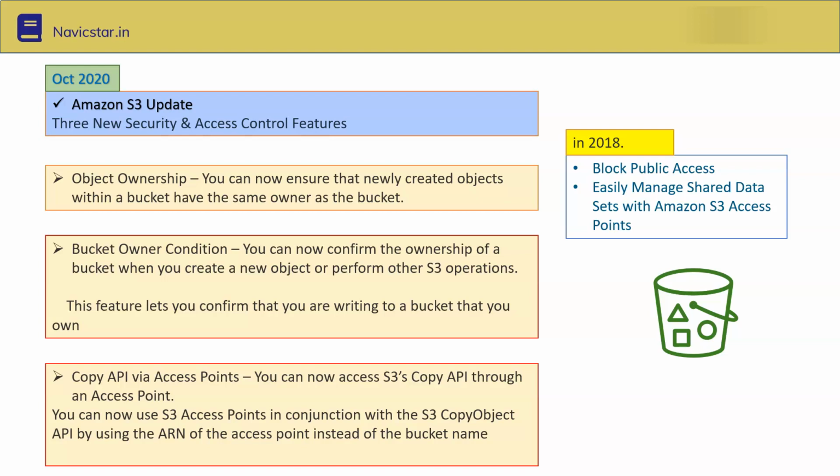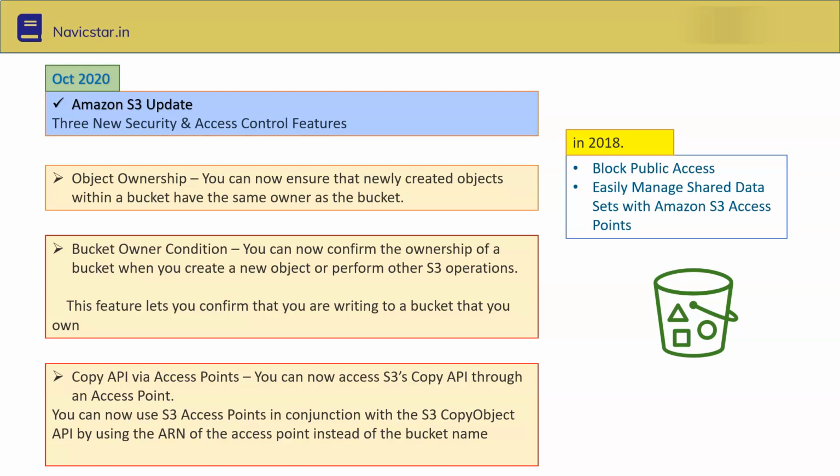So that is again a very good security access control feature, so that you will not accidentally write to someone else's bucket which has all the permissions open or public access enabled. So that is a security check for yourself to avoid writing accidentally to someone else's buckets. It will check that condition all the time.